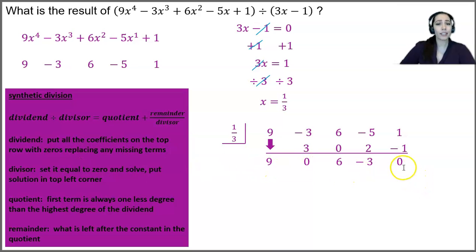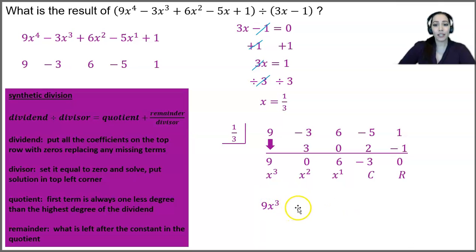Now, this right here is our quotient and our remainder. So the quotient, the first term, is always one less degree than the highest degree of the dividend. Our dividend started with x to the fourth. So what's one less degree? X cubed. Once you figure out what the first degree is, you just go down from there: x to the third, x to the second, x to the first, and no exponent, which would just be our constant. So I use a C for constant. And then whatever is left is our remainder, so I use an R for remainder.